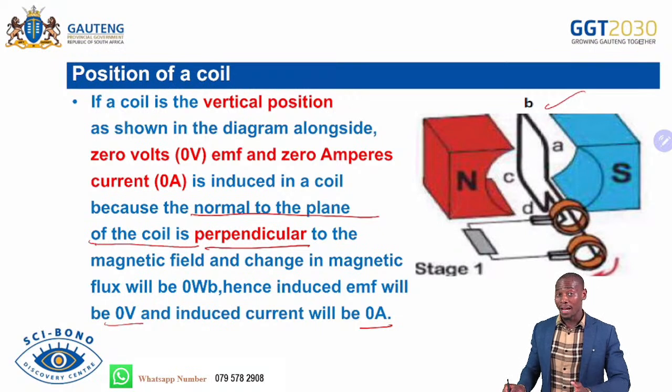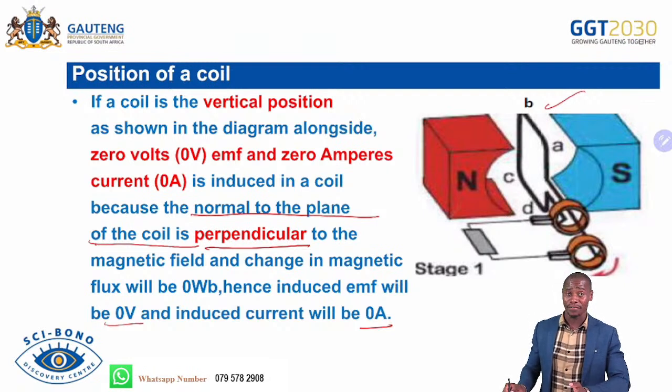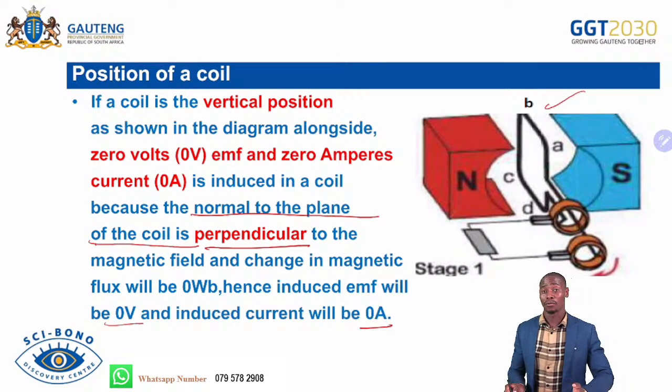So, when the coil is in the vertical position, 0 EMF is induced, or 0 current is induced. Why is 0 EMF induced? It is because the normal to the plane is perpendicular to the magnetic field. And when the normal to the plane is perpendicular to the magnetic field, the change in magnetic flux will be 0. Why will the change in magnetic flux be 0?